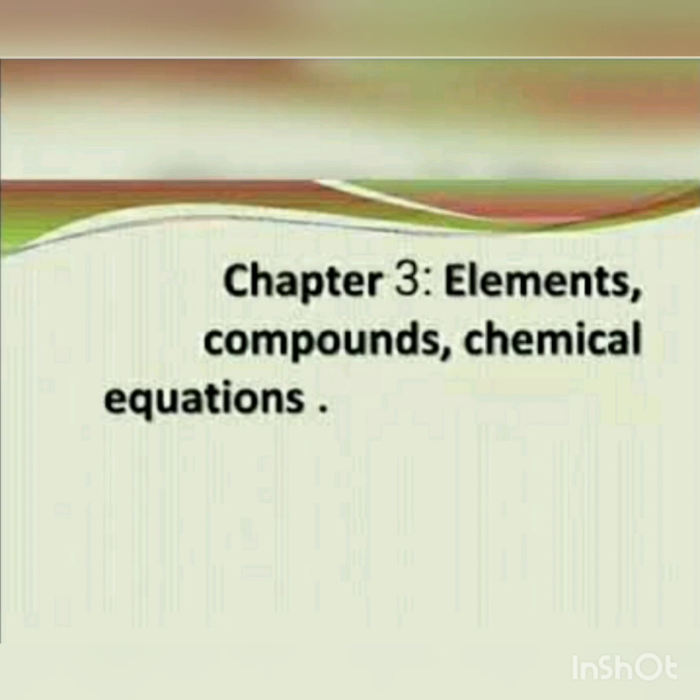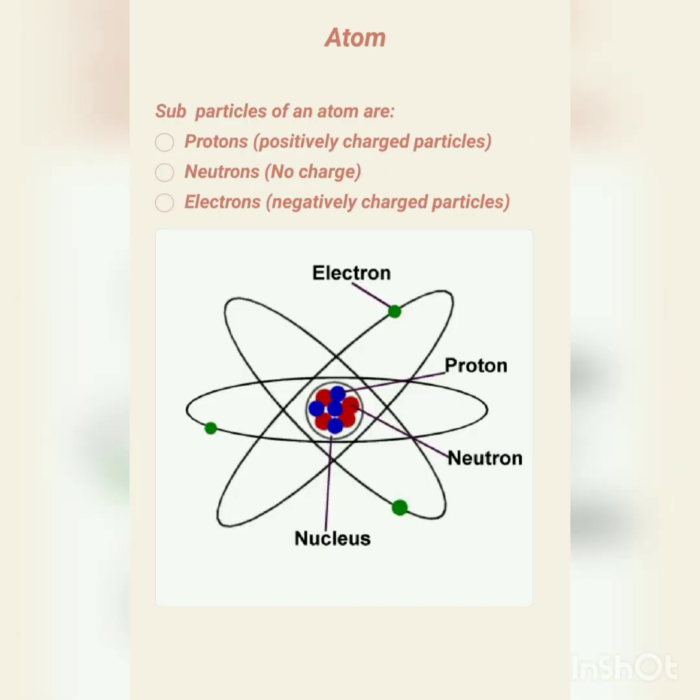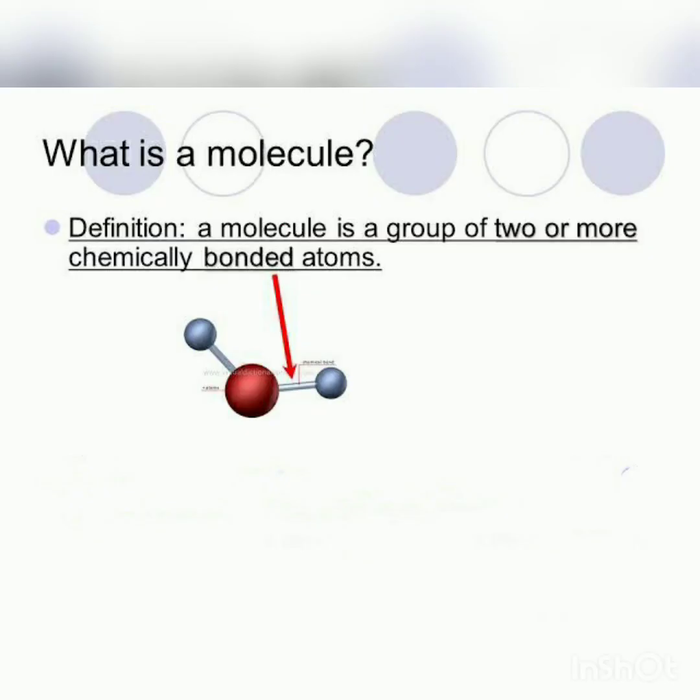Well, we are on chapter number 3, Elements, Compounds, and Chemical Equations. And this is the fourth session of the same chapter. In this chapter, we have already discussed matter, then atoms, the fundamental units of matter. Then subparticles of an atom: any atom is made up of three subparticles, protons, neutrons, and electrons.